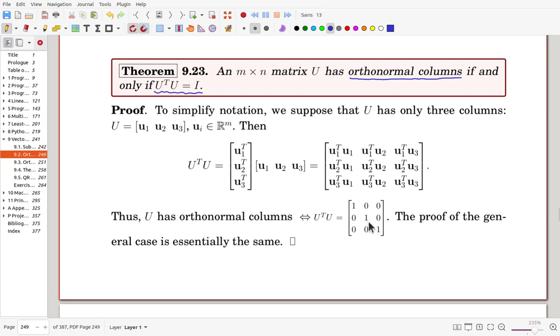And also, once it is true, that means this must be 0, and only along the diagonal the value must be 1. Also, below must be 0. That is exactly saying that the columns of U are orthogonal and length 1. So U has orthonormal columns. So they are equivalent when U has 3 columns. However, this proof can be expanded to a general number of columns quite easily. We start with 3 columns for simplicity, but for a general number of columns, you can finish the proof.